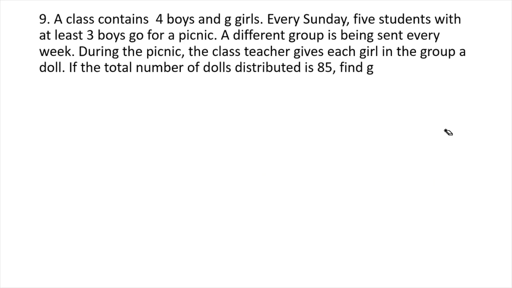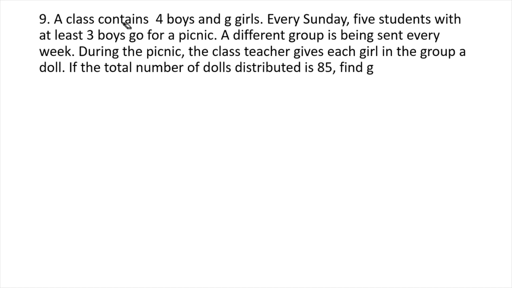Let us move on to the last question. The last question is like this. A class contains 4 boys and G girls. Every Sunday, 5 people with at least 3 boys go for a picnic. And each time a different group is selected to go for a picnic. If the class teacher distributes a doll to each girl in the group, and if he distributes 85 dolls, then find the number of girls in the class.